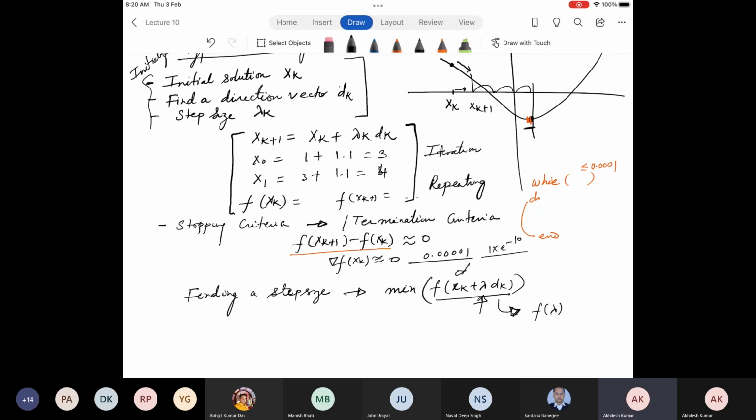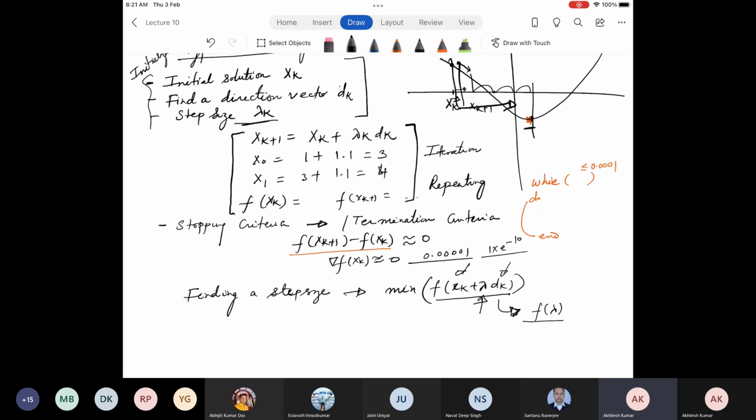xk I am supplying, dk I am supplying. The only thing I don't know is how much step size I should take. Because when I say a suitable step size, I do not know. This step size could be this big also or this small also, right? Yes, sir.